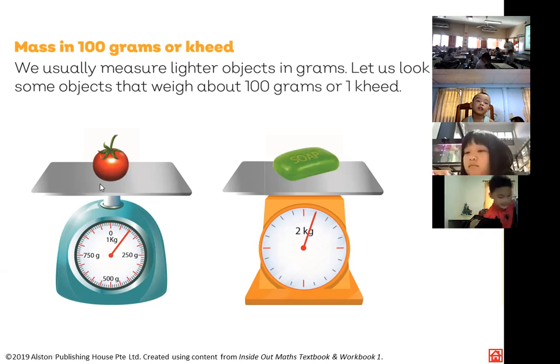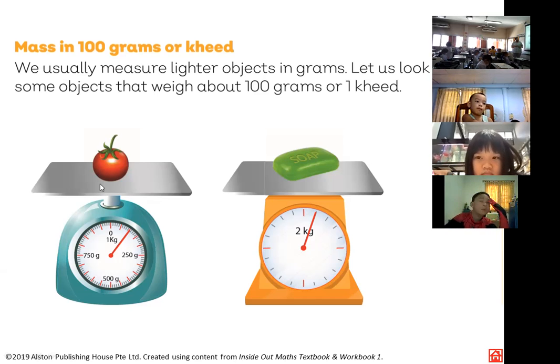Okay, tomato, yes? Okay, so this scale is 1 kg. Here we have 250 grams, 500 grams, 750, 1 kg. In Thailand we don't use grams, we use kg. So this will be 250 kg, 500 kg, and 750 kg.